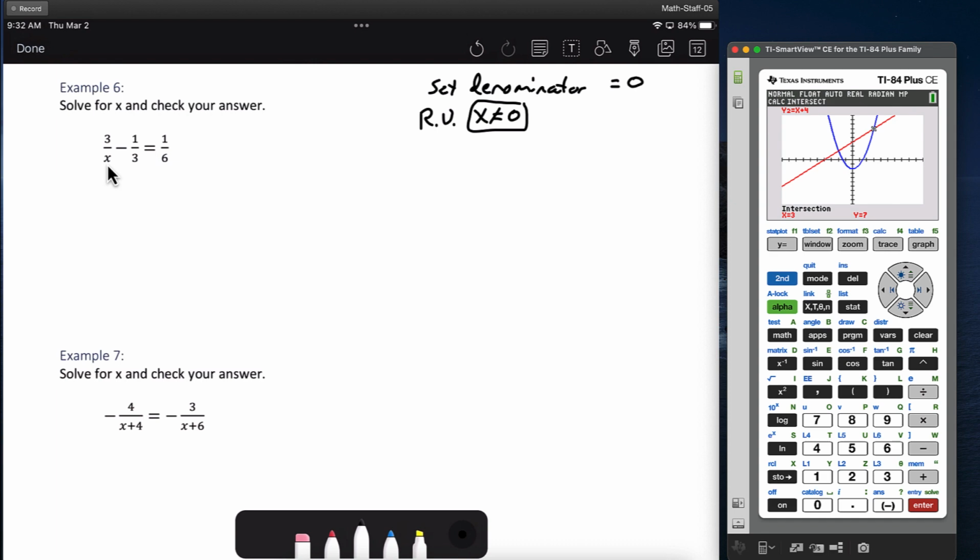Next, we'll multiply by the LCD. And in this case, the least common denominator for x, 3, and 6 is 6x. So we're going to multiply every term in the original equation by 6x. 6x will multiply by the first term. Multiply the second term as well. And we can multiply the last term.